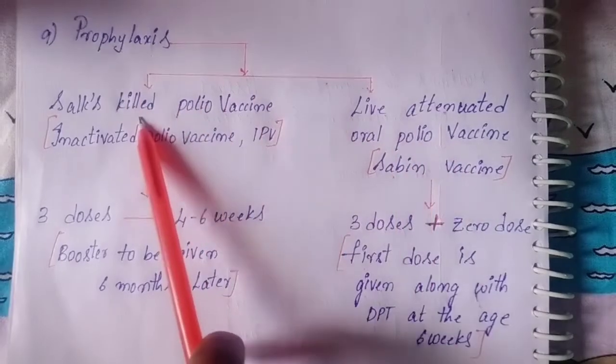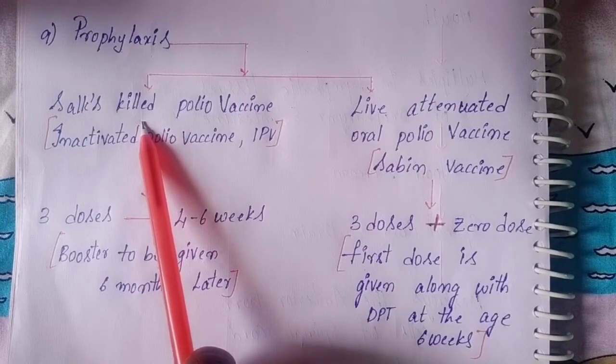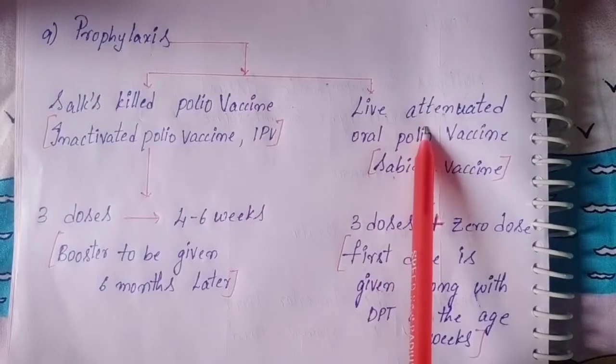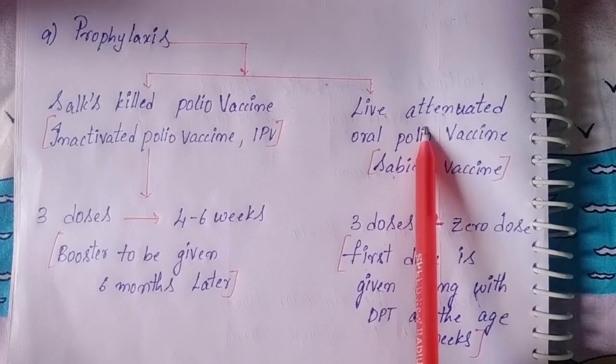Killed vaccine induces only systemic antibody response but does not provide intestinal immunity. Live vaccine, on the other hand, induces both local secretory IgA antibodies in the intestine and also humoral antibodies.